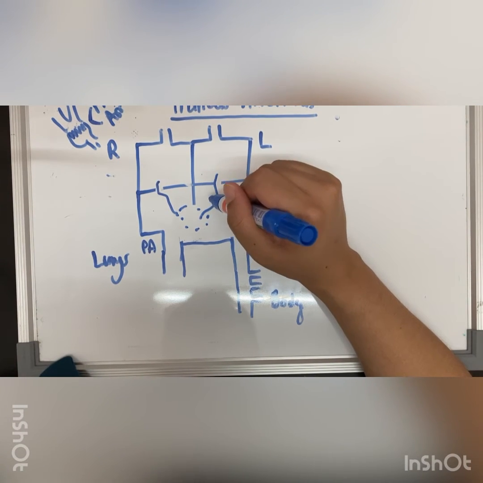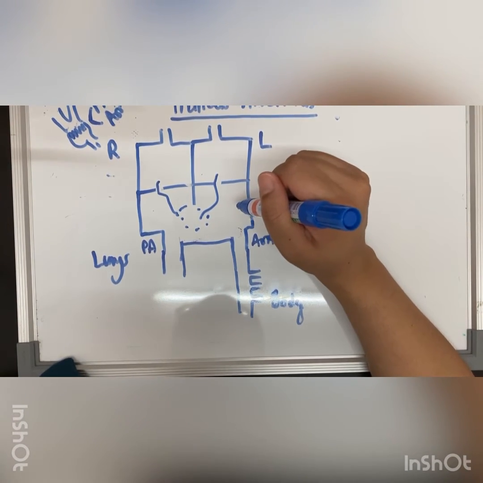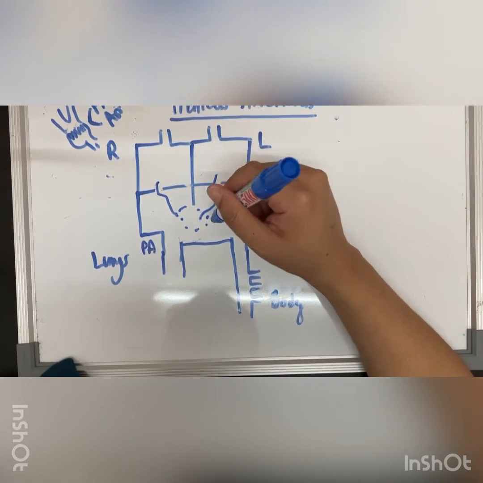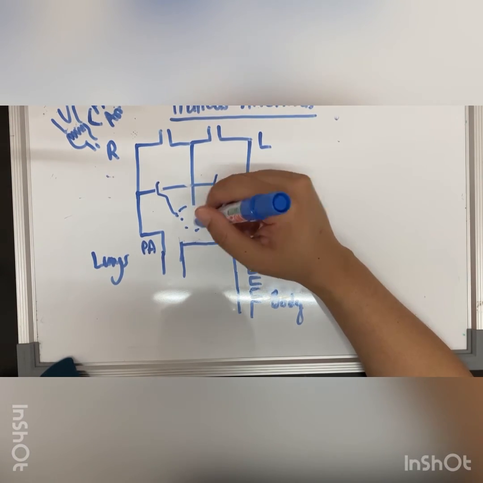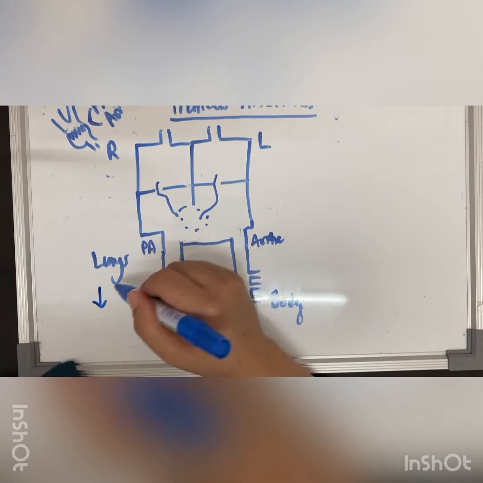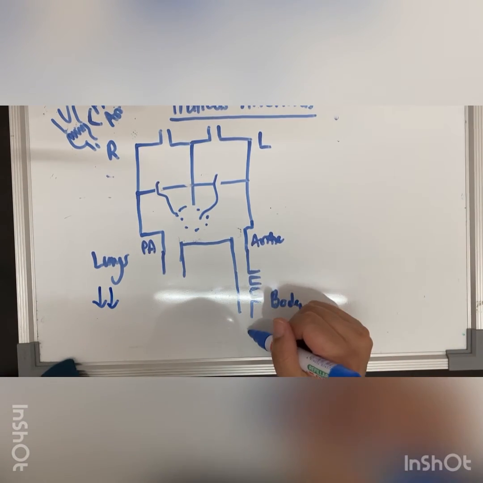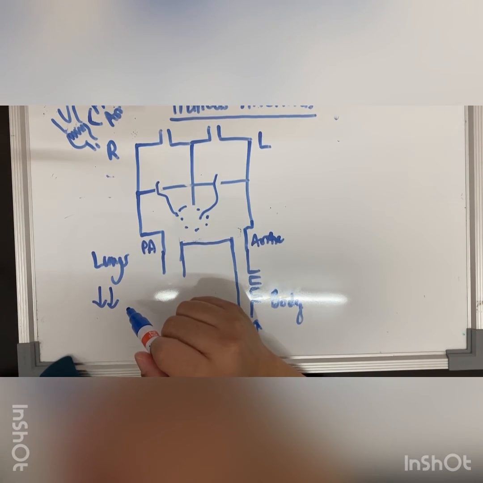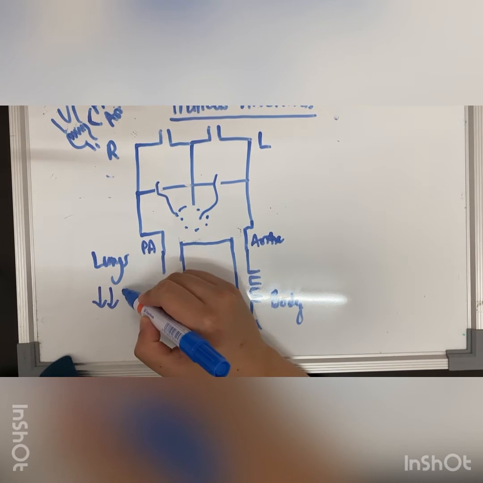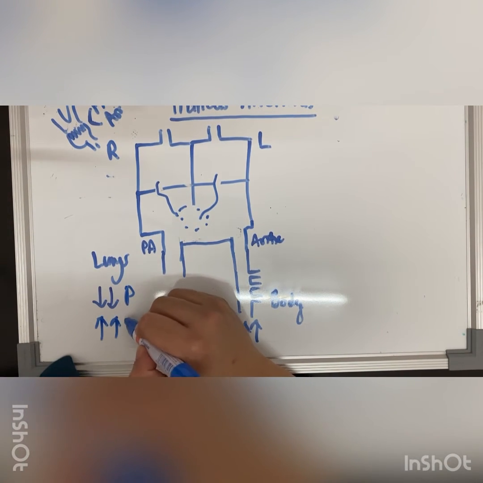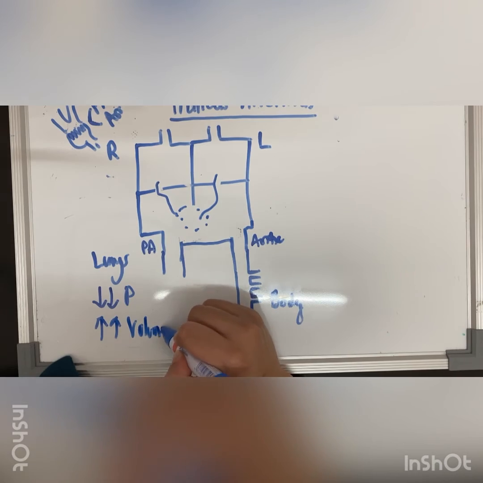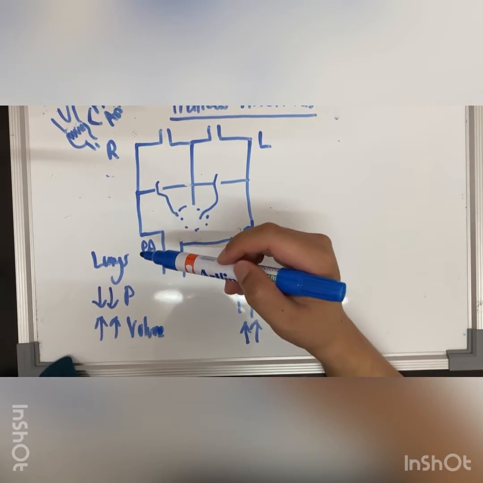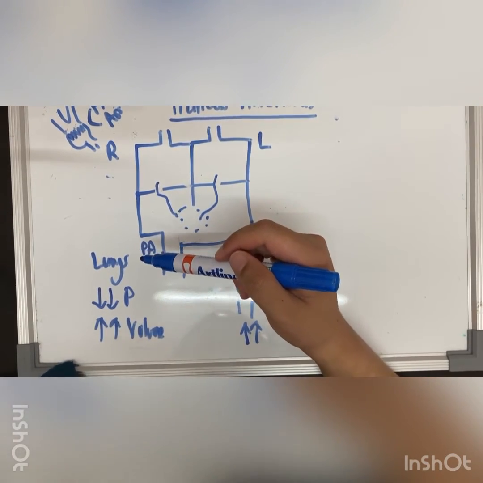So as we know, the systemic circulation pressure is higher compared to the pulmonary circulation. So because of that, there is a lower pressure on the right side compared to the left side. Due to the lower PVR, pulmonary vascular resistance, there will be a higher volume of blood going to the right side. Because of the high volume of blood going to the right side, this will cause heart failure.